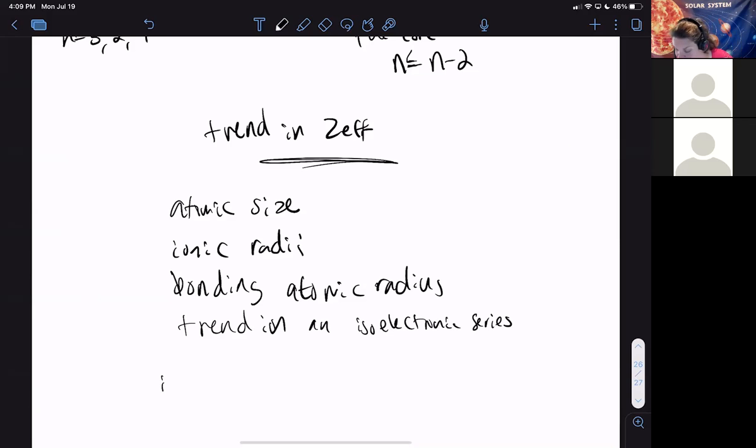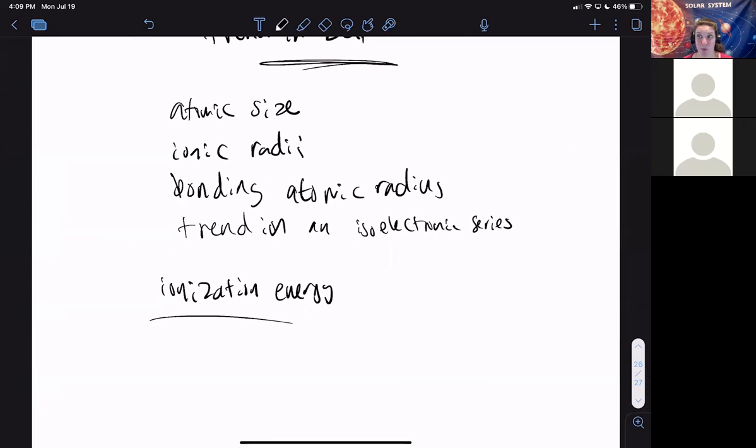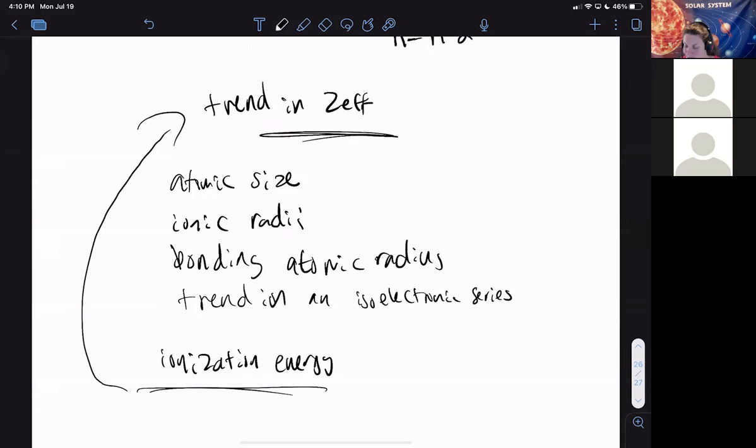You should be able to talk about ionization energy, the energy that's required to remove an electron from an atom or ion. You should know the trend in ionization energy. You should understand when we're going to have large jumps in ionization energy, specifically when we remove core electrons. Removing core electrons is significantly harder than removing valence electrons. And you should be able to relate ionization energy back to Z effective. You should understand the trend in first ionization energy.